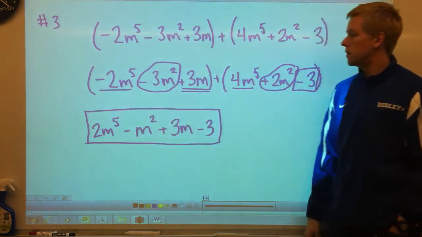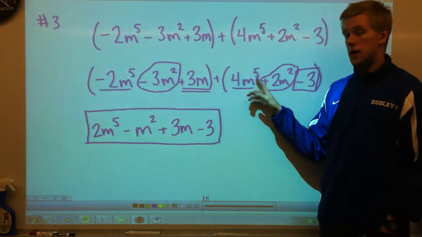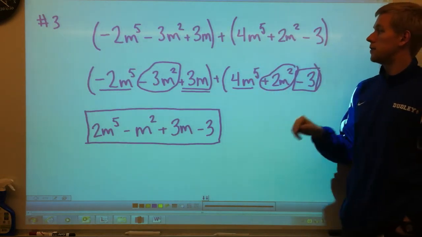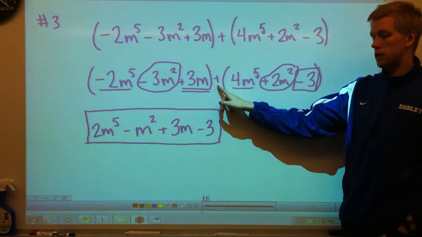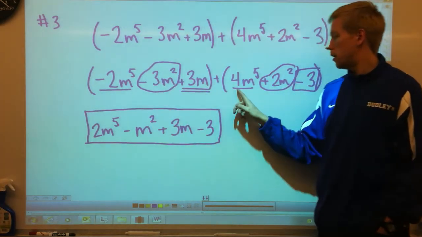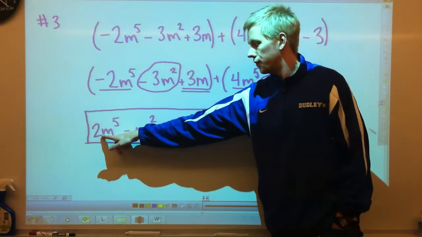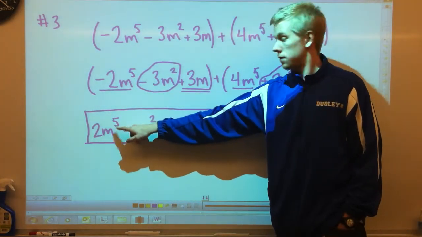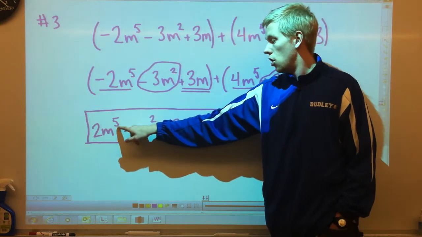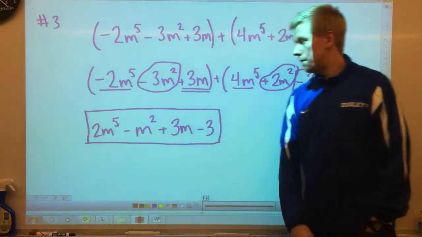So I have negative 2m to the fifth. The thing that matches that over here in this other set of parentheses is a 4m to the fifth. So I know I can combine those together because I'm adding. So negative 2 plus 4 becomes a 2. Again, I don't add my exponent. I simply leave the m in the fifth power, the fifth exponent, on top. So I have 2m to the fifth there.